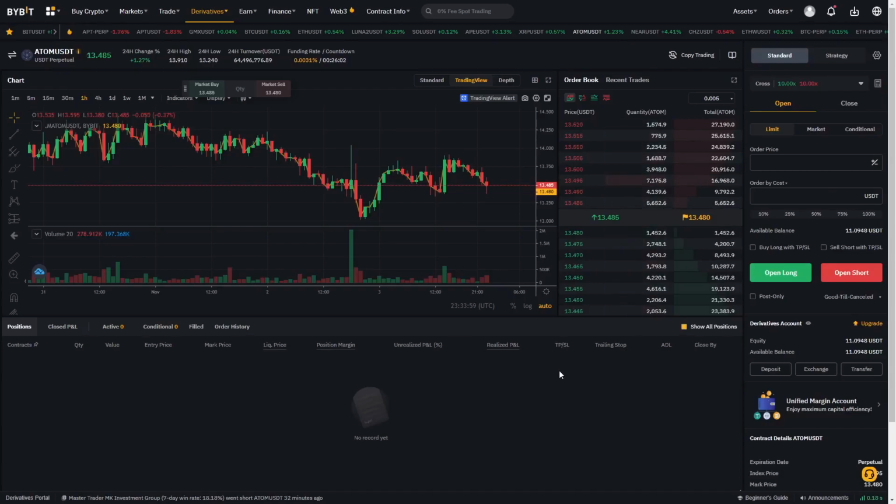Hi guys, I will show you today in detail our three variations of copying trades from our free Telegram group.